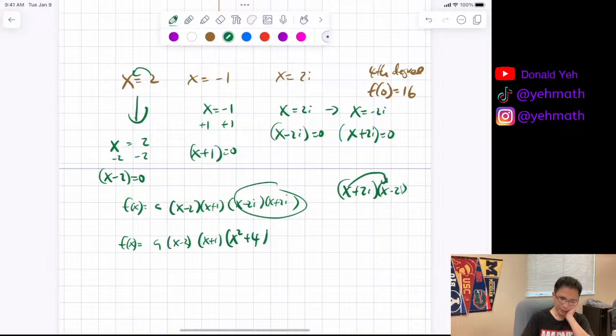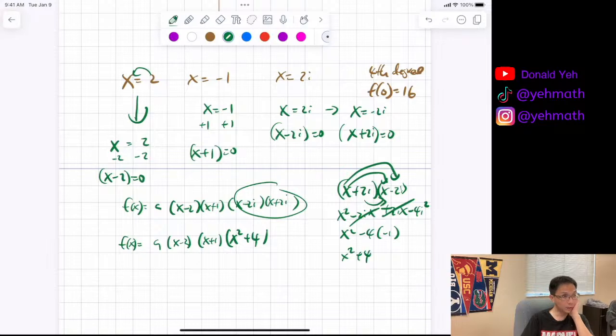So that is x times x squared minus 2ix plus 2ix. I don't usually do that, but yeah, so minus 4 times negative 1. So x squared plus 4. Okay.